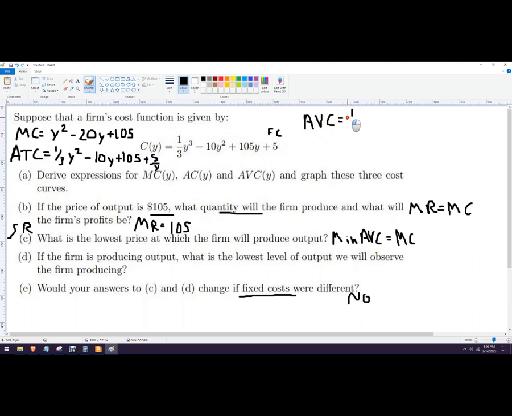Okay, so 1/3 y squared minus 10y, plus 105. And that's it. Okay, so there's our costs, or our cost function.